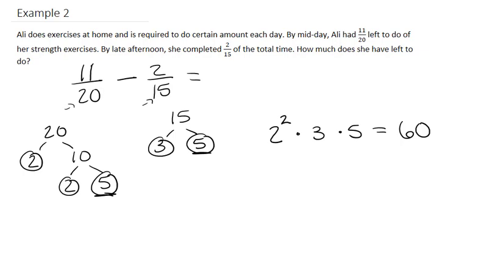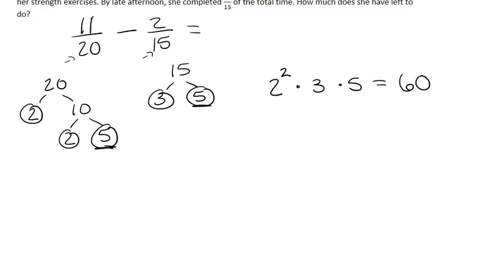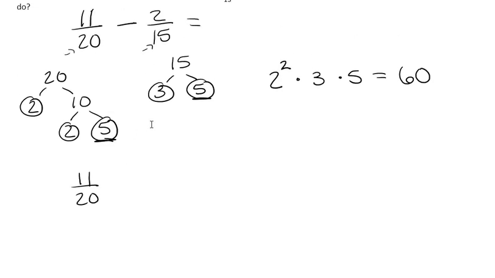So the next step will be to multiply each of the numbers by the missing factors. So let's go ahead and do that. So we have 11/20 and 2/15.